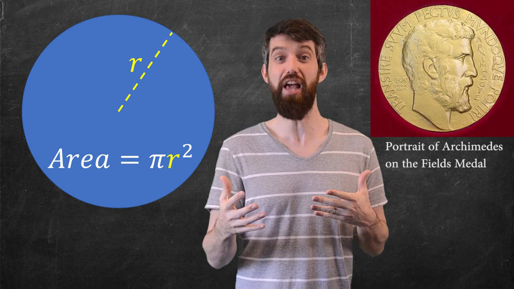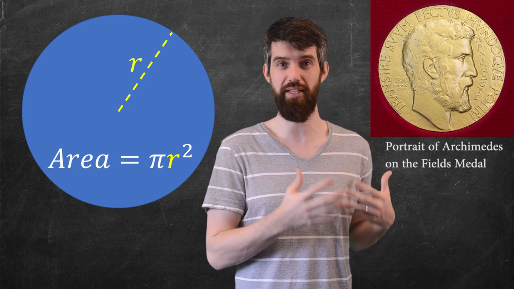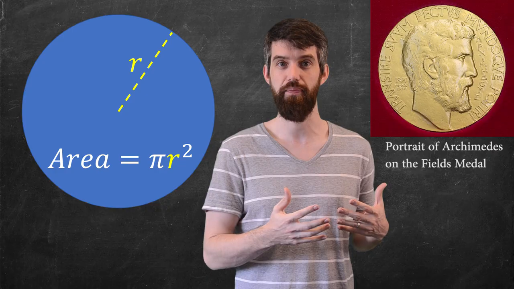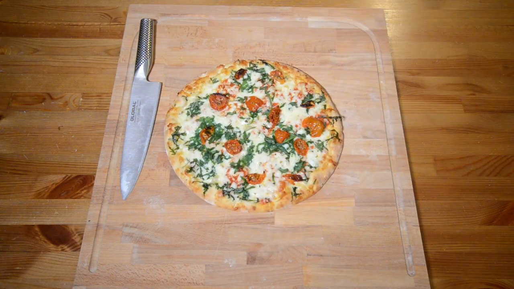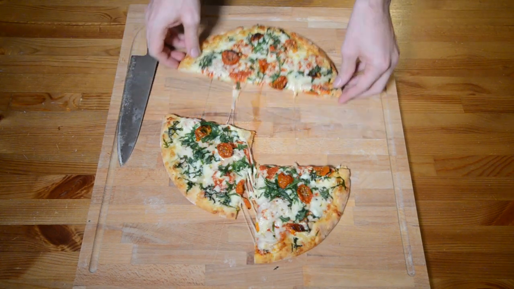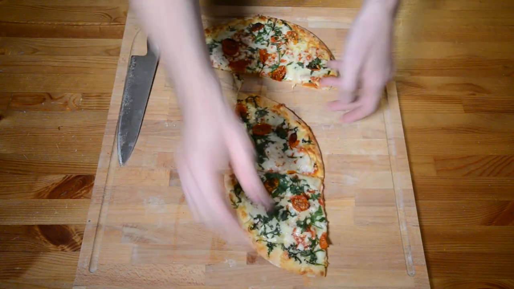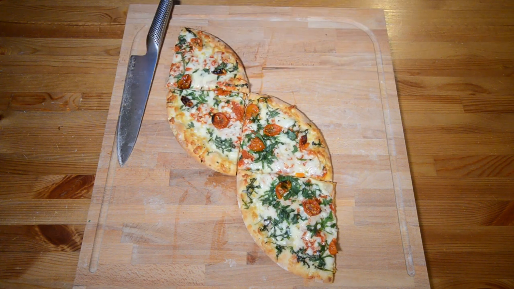And it utilizes a very important idea, an idea that is still at the core of modern calculus today, the idea of a limit. Let's start with a pizza, which is pretty close to circular. The first thing I'm going to do is chop up my pizza into quarters, and then rearrange them in a bit of a funny way, giving this interesting sort of wavy shape.